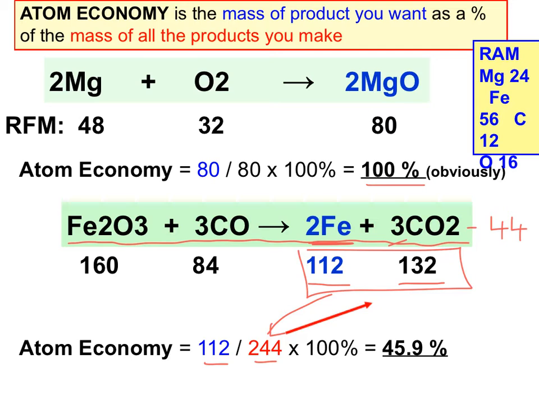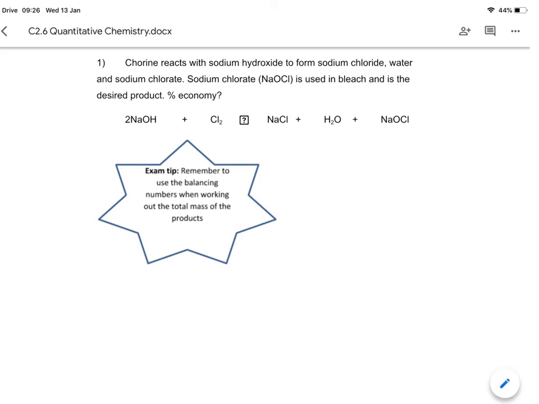Like I said before, we want our atom economy to be as close to 100% as we possibly can, because this indicates less waste, and therefore is more sustainable.